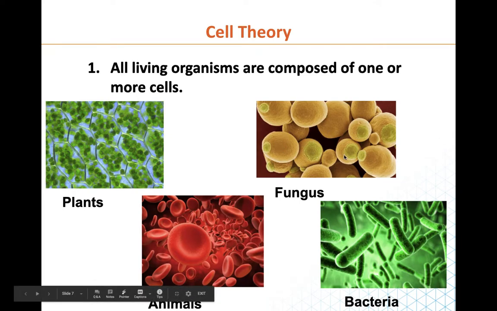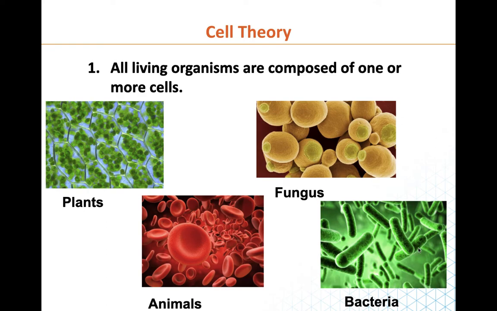Some organisms are only made up of one cell, like the fungus and the bacteria, while some organisms are made up of many cells working together to create an entire organism, like plants and animals and humans.